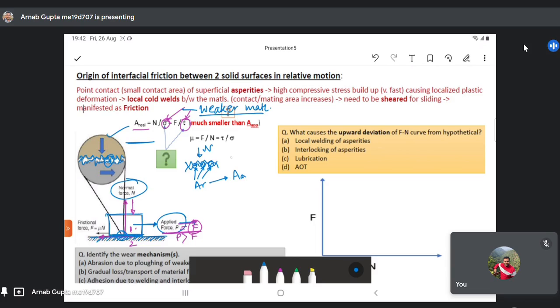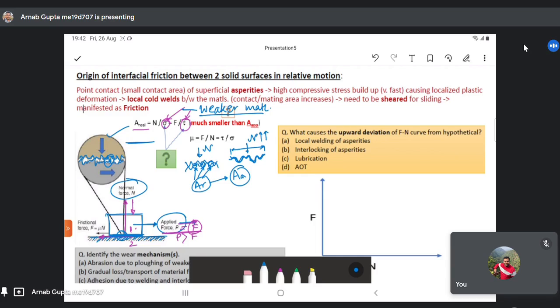Why? Because these asperities try to get interlocked with each other, and due to some plastic deformation, they try to attain a common interface, rather than this point contact. So you can see that the area has increased significantly from AR in the initial condition to AA, which is the apparent area in this particular condition. This is for higher values of normal force.